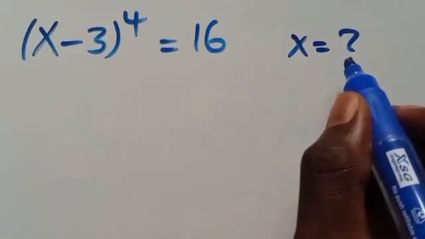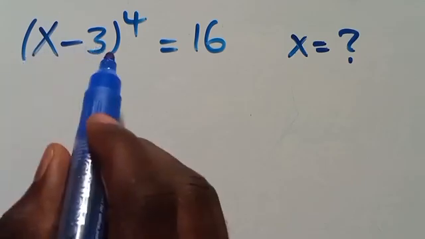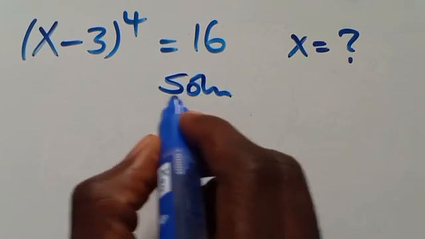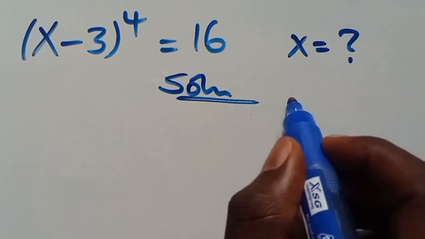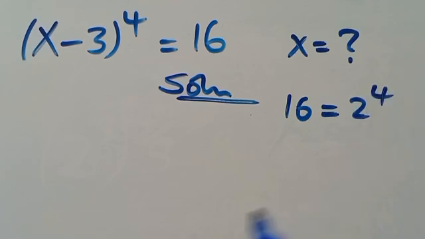Hello, what's the value of x? Given that (x - 3)^4 = 16, let's have the solution from here. We must note that 16 is equal to 2^4.